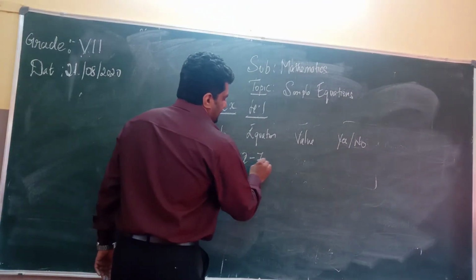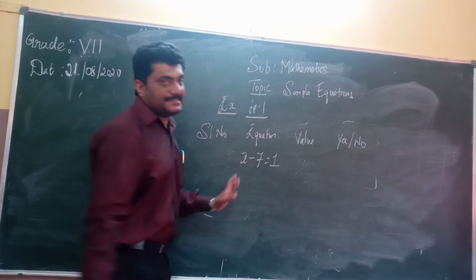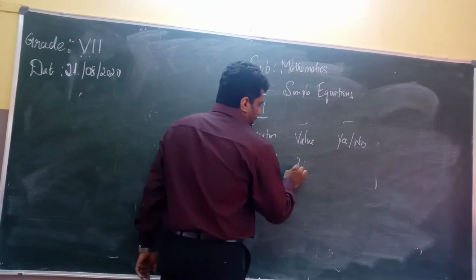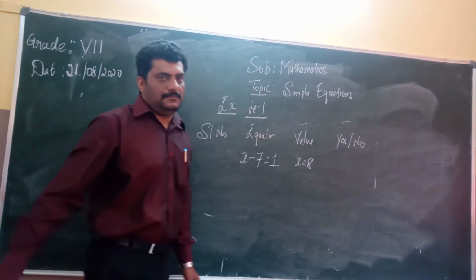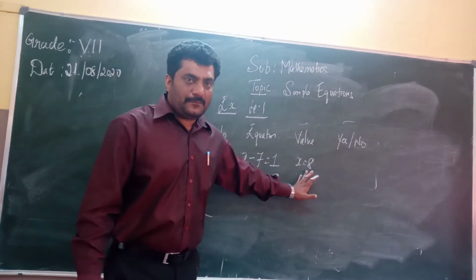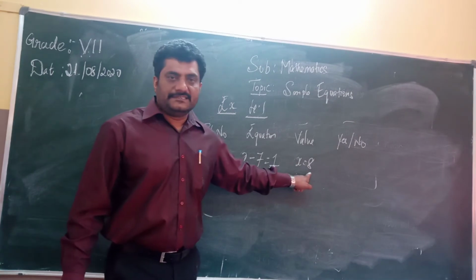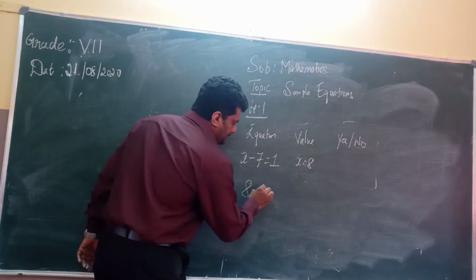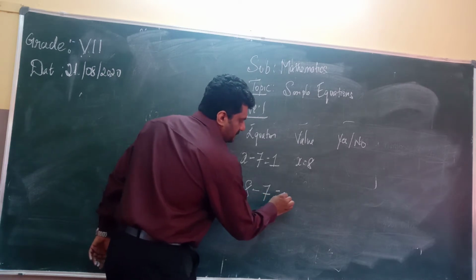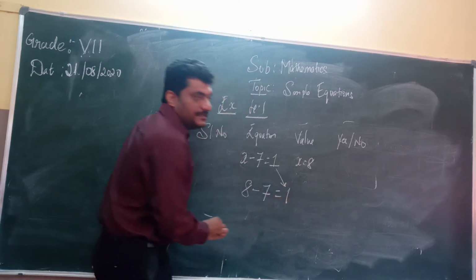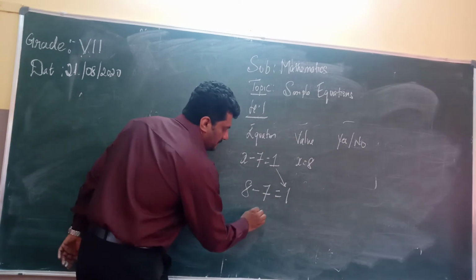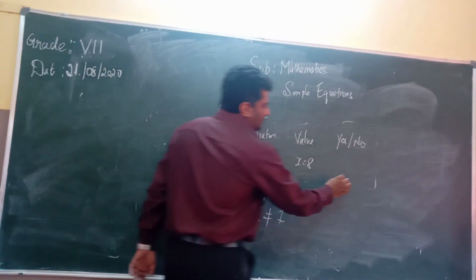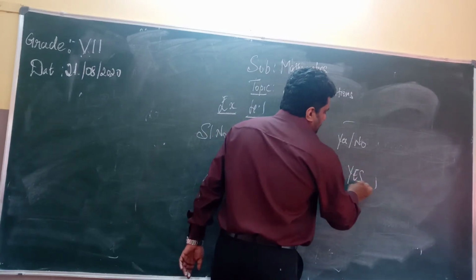Similarly, the next one is x minus 7 is equal to 1. This is the equation. The value which they have given is x is equal to 8. Now here, in place of x, write this number. What do you get? 8 minus 7 is equal to 1. This one is written as it is. 8 minus 7 is how much? 1. So are we getting the same answer? So you are writing here yes.